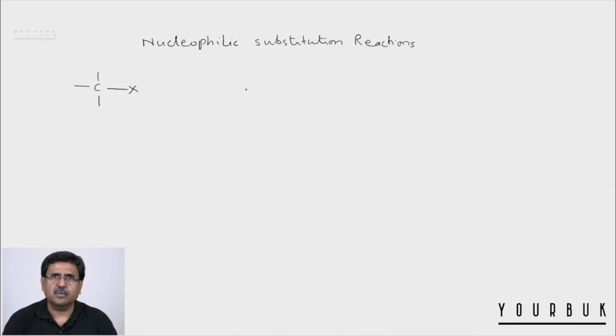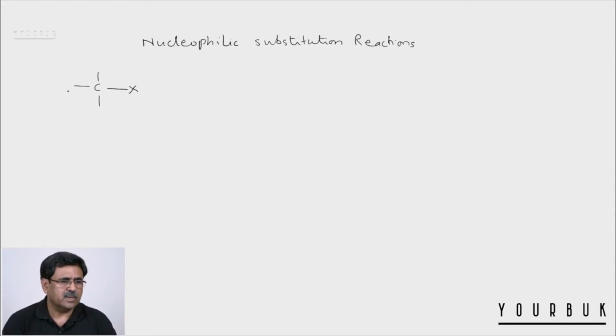We will discuss the different types of nucleophilic substitution reactions. Now look at this example. This is your alkyl halide with a carbon halogen bond. First we will discuss the different ways by which the X can be displaced.